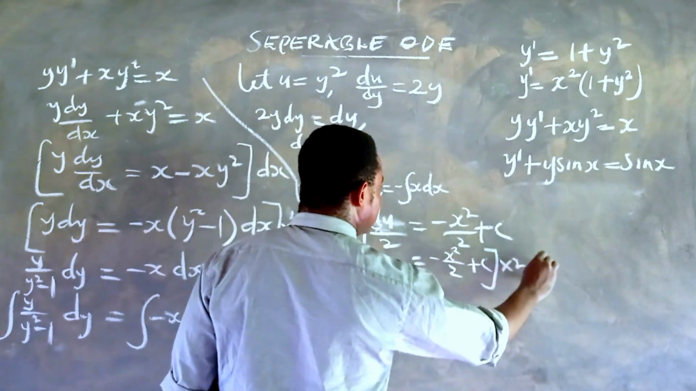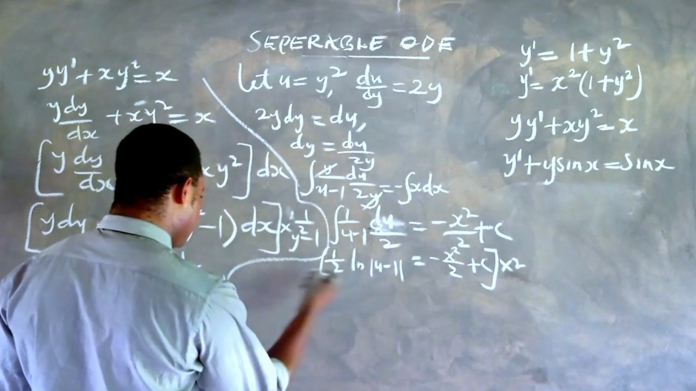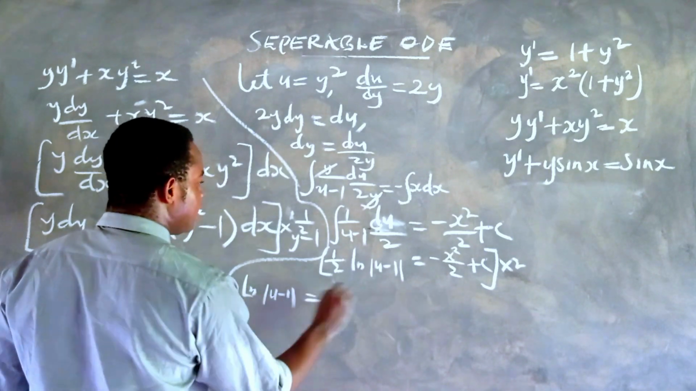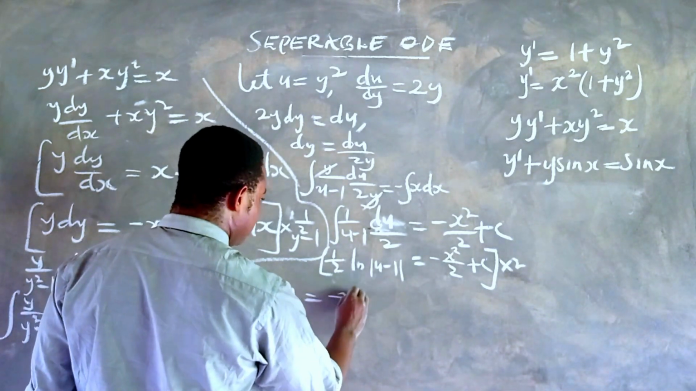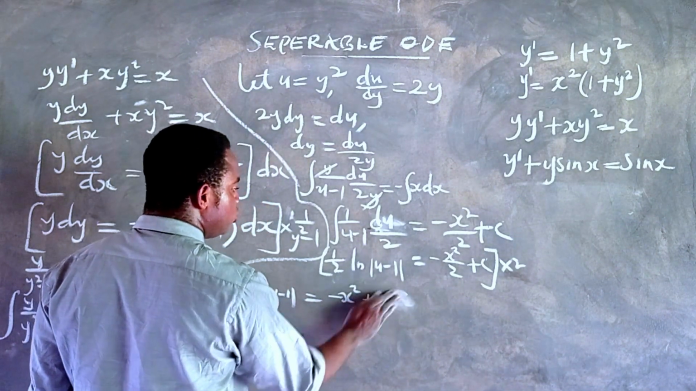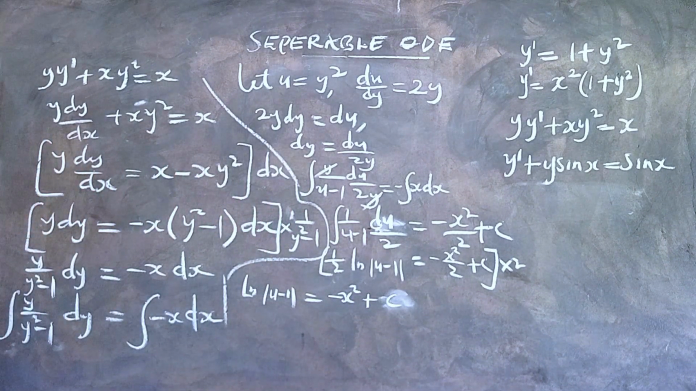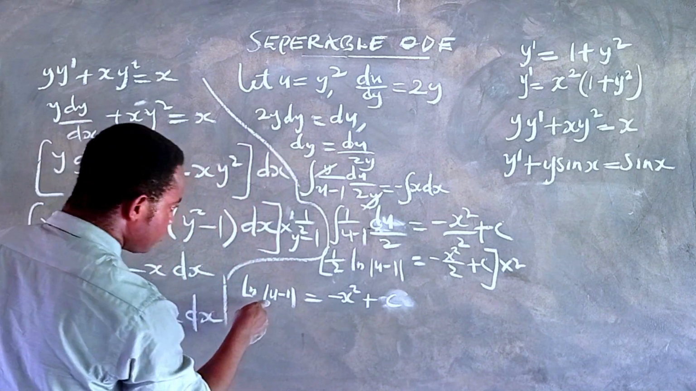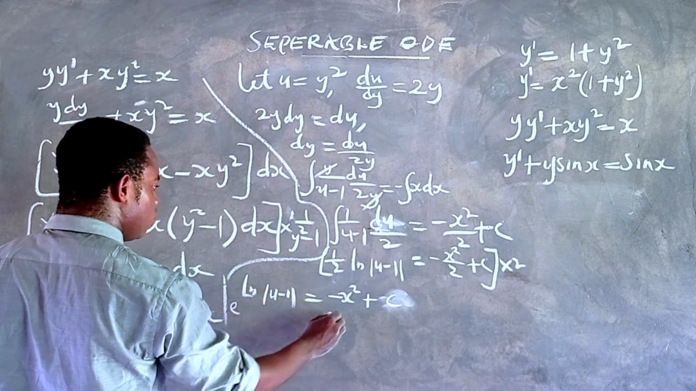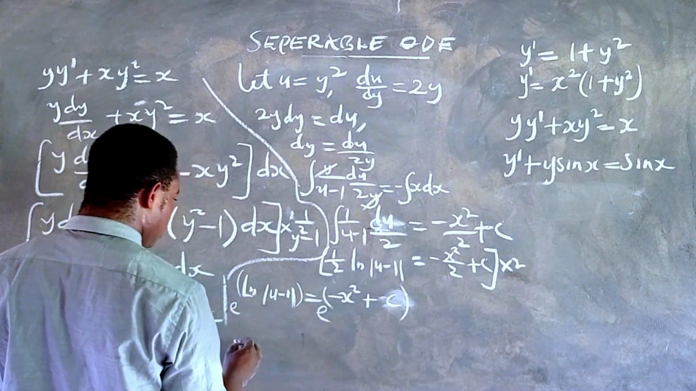So I think we should multiply both sides by 2 to get rid of those 2s all over the place, on both sides. So we have ln of absolute value of u minus 1 equals negative x raised to power 2, the 2 is gone, and plus 2c. I shouldn't write 2c, it's just c, because 2c is still a constant. At this point, it's time we start cleaning things up a bit. So let us take the exponent of both sides so that we can get rid of the natural logarithm on the left hand side.